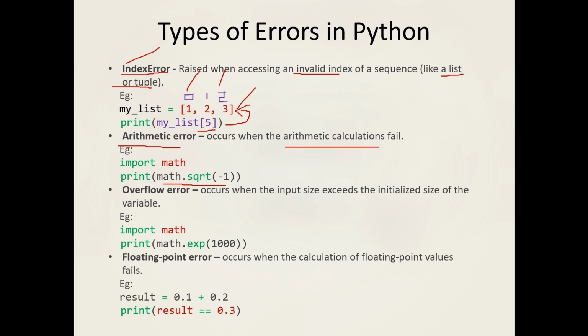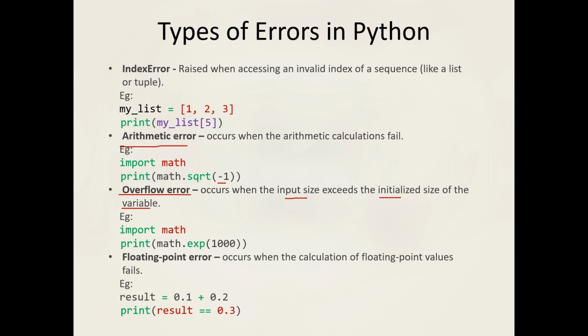It may be a little bit confusing to understand, but in simple words, you can say arithmetic error exceptions arise when a mathematical operation fails due to invalid input, which is -1 here, or invalid operations. In those cases, arithmetic error exceptions arise. An overflow error is raised when a calculation exceeds the maximum allowable value, or when the input size exceeds the initialized size of the variable. In these cases, this error will occur.